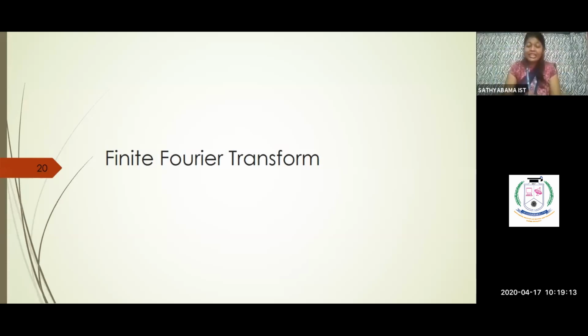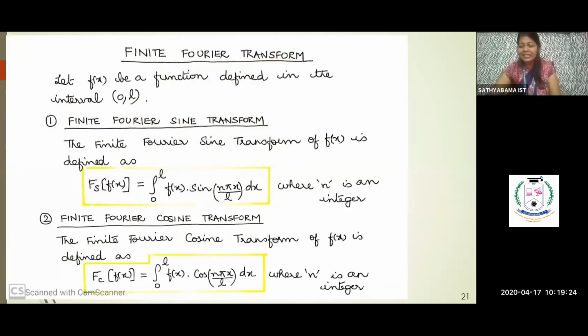Anyway, that infinity will come in the picture. So I can even call them infinite Fourier transforms. Now this says finite Fourier transform. So as the name itself suggests, here f of x is defined in the interval 0, L, where L is a finite number. That's why we call it finite Fourier transform.